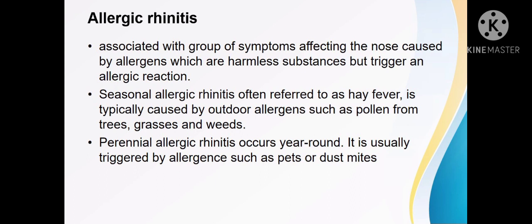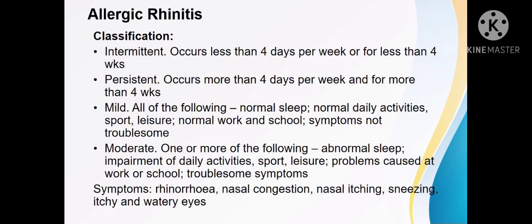It is usually triggered by allergens such as pets or dust mites. In terms of duration, allergic rhinitis can be classified as intermittent, persistent, mild and moderate. Intermittent allergic rhinitis occurs less than 4 days per week or for less than 4 weeks. Persistent allergic rhinitis occurs more than 4 days per week and for more than 4 weeks.